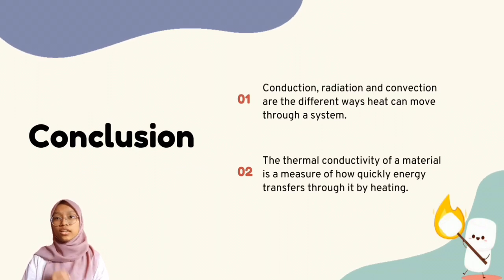So in conclusion, conduction, radiation, and convection are the different ways heat can move through a system. Second, the thermal conductivity of a material is a measure of how quickly energy transfers through it by heating. A material with a high thermal conductivity transfers energy quickly. A material with a low thermal conductivity transfers energy slowly and may be used as a thermal insulator.